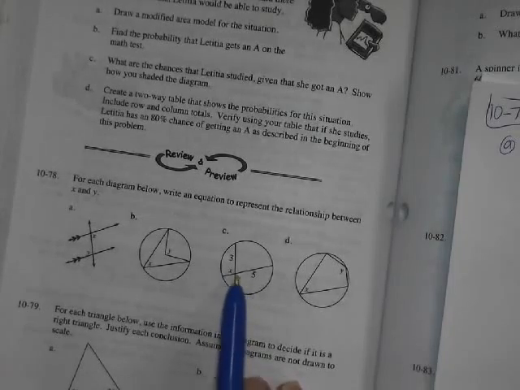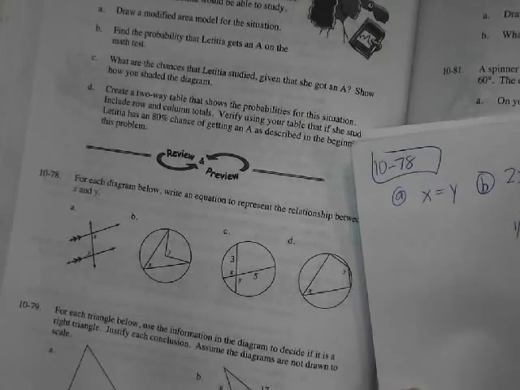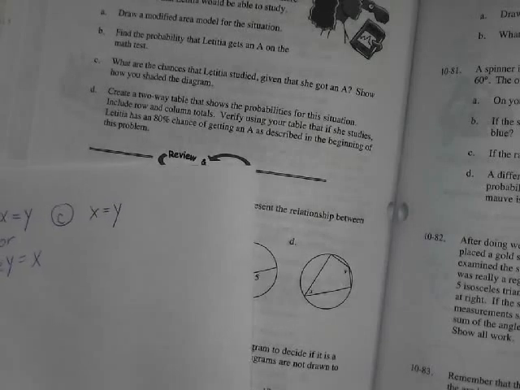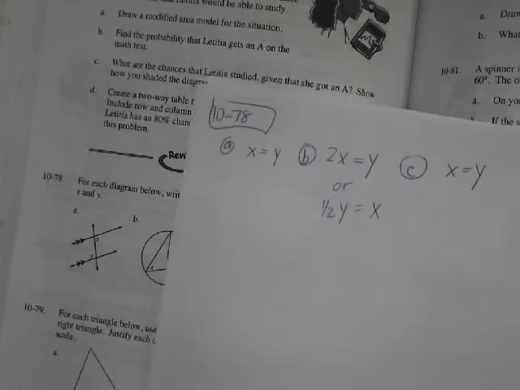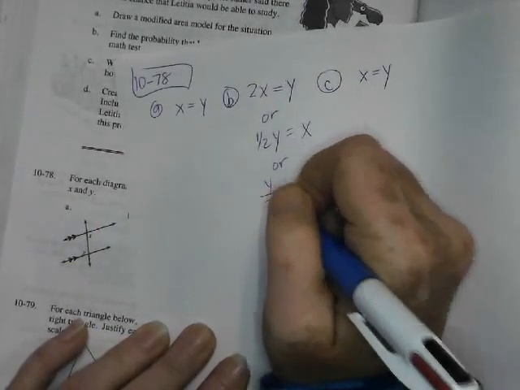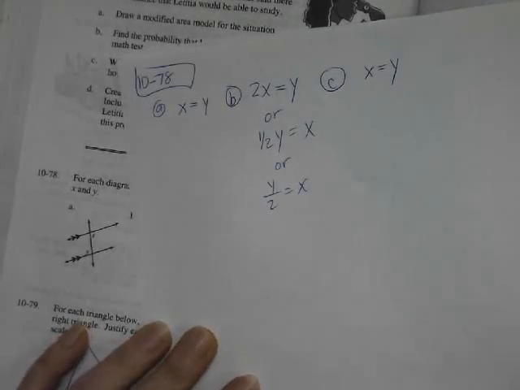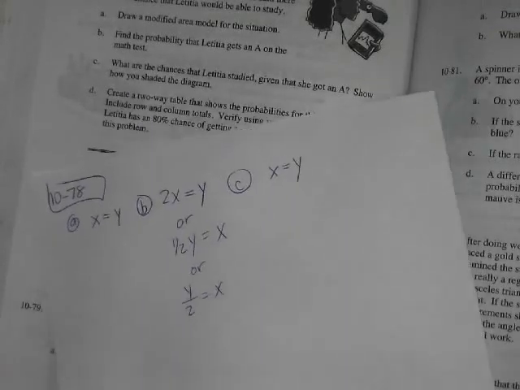Next, C just says, like A, x equals y, because these are vertical angles. Vertical angles are congruent. For B, wouldn't it be x equals y over 2? Half y. Y over 2 is the same as half of y, so you could write it this way if you want to. There's lots of ways you could write it. 0.5. Yeah, you could write 0.5.